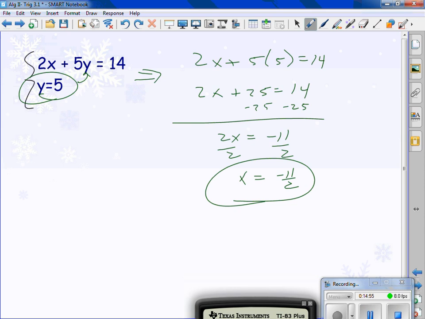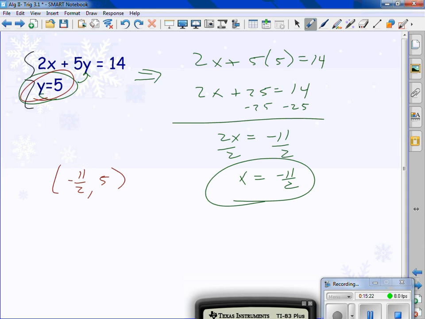What did we say our answer was there? Negative 5. We're off a little bit. This is the exact answer. Now, I need to find my y value. What's my y value? 5. It just tells me. The solution is negative 11 halves, comma 5. Negative 5.5, comma 5. That is the exact answer by substitution.